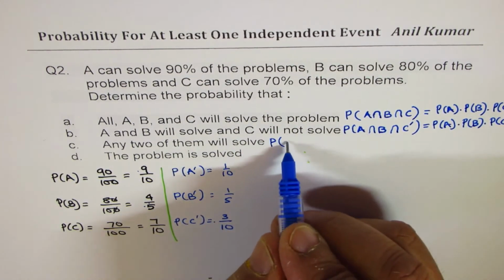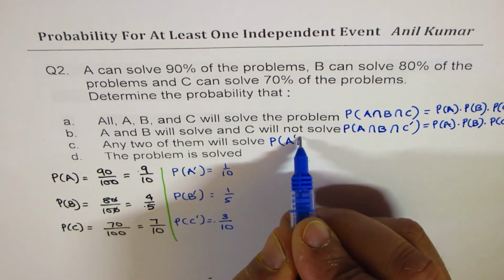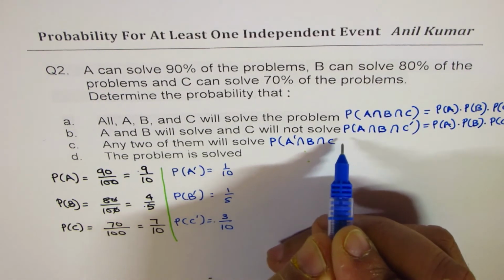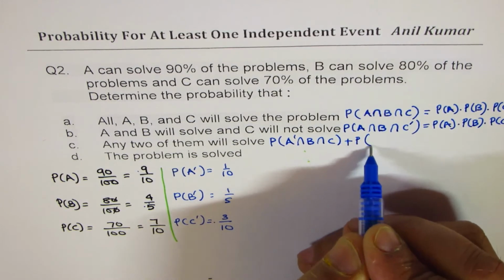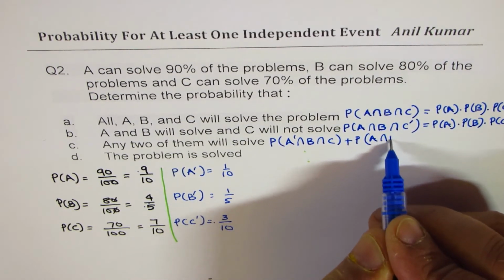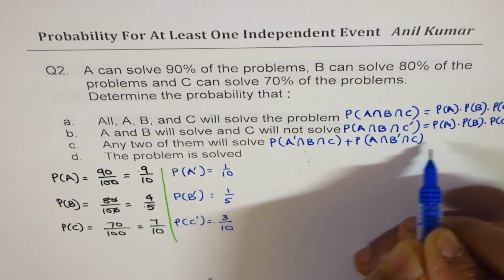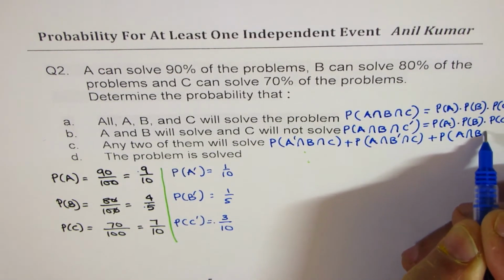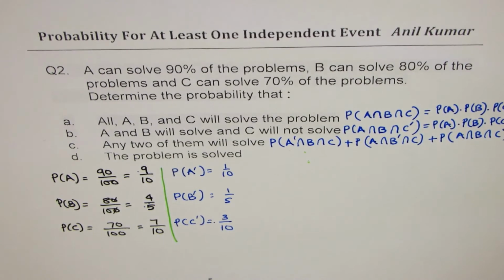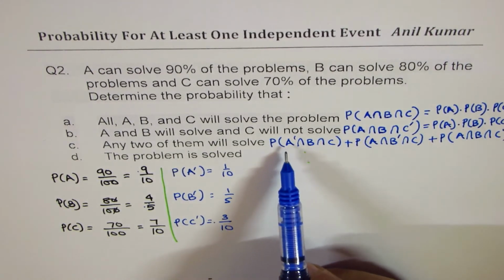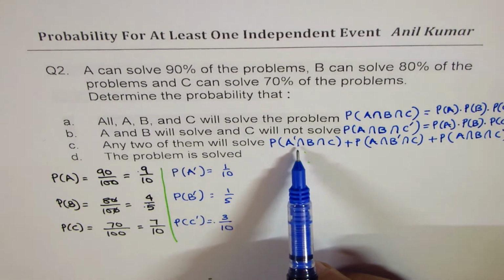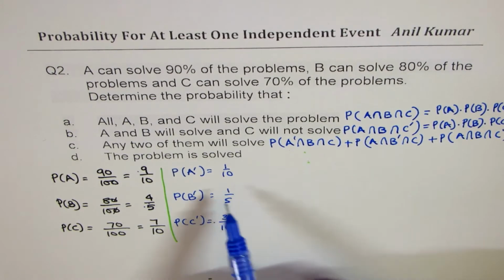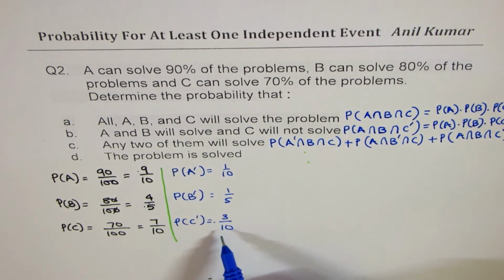First one, we could write that if A cannot solve, but B and C can solve. Plus probability that A can solve, but B cannot solve. Plus probability that A and B can solve, but not C. Right? And we know these are all independent events, so their probabilities are the product of their individual probabilities.